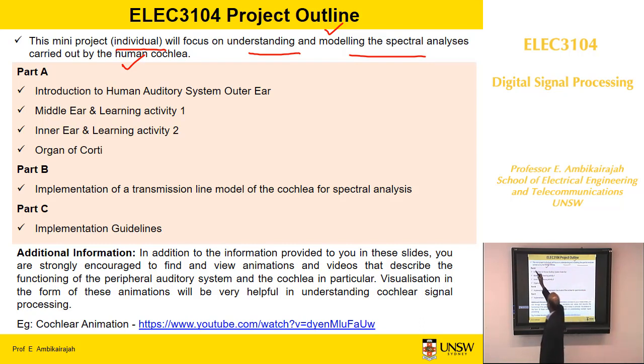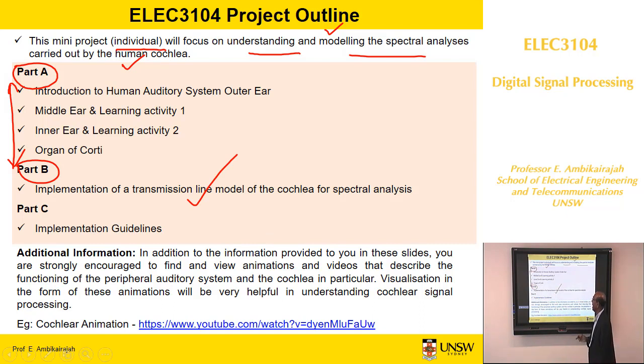There are three parts to this project. The first part, part A, is basically the explanation of the human auditory system. You can follow my lecture, or you can go through YouTube; various lectures are there as well. The second part, part B, is the implementation of the cochlea as a cascaded filter, as a transmission line. When you cascade them, it's like a transmission line. And for part C, I have included some guidelines for you, so that as you implement them, you can check whether you are on track.